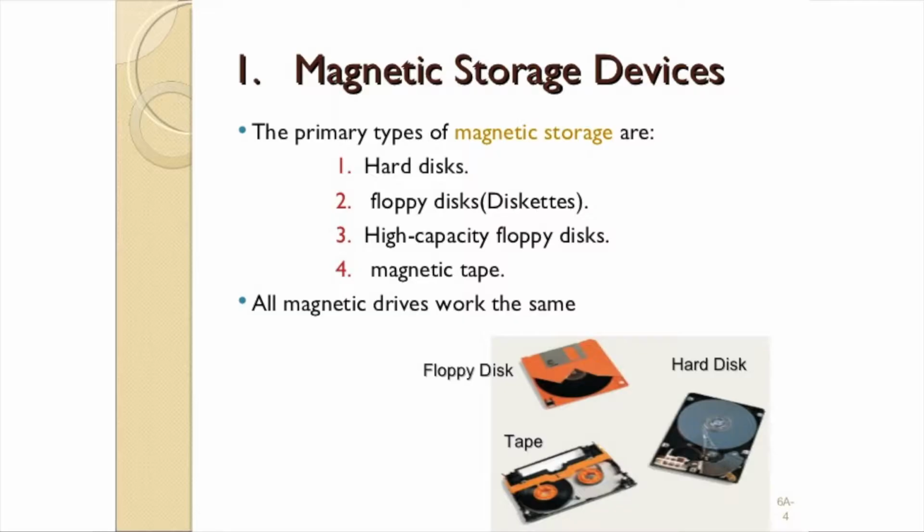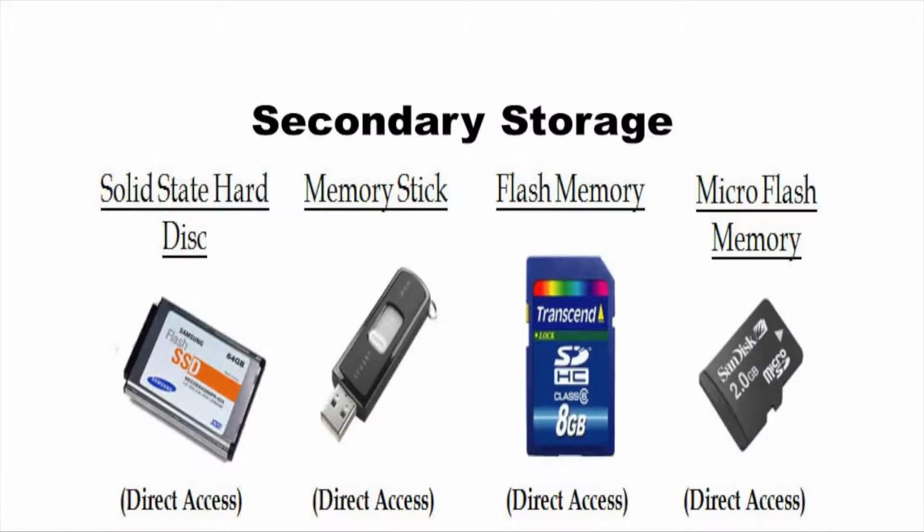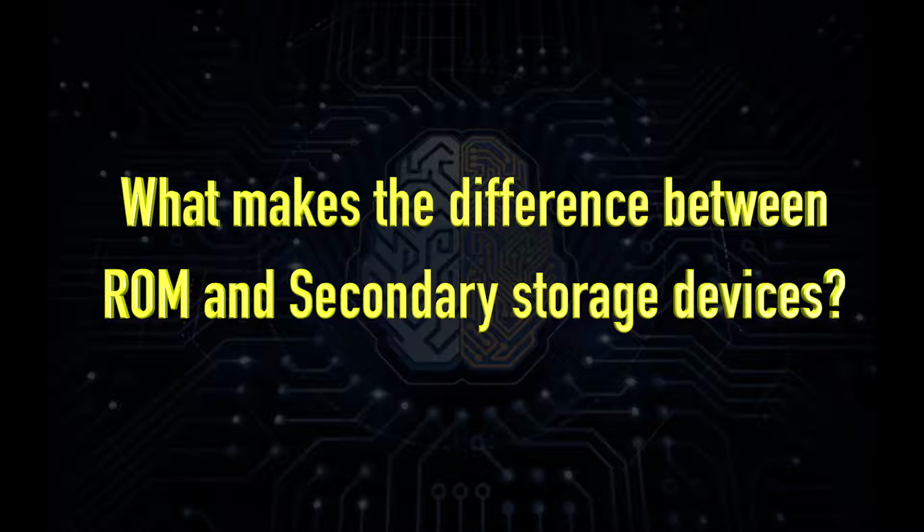Can you say a few examples for secondary storage devices? Magnetic storage devices like floppy disk, hard disk, optical storage devices like CD, DVD, and solid state storage devices are examples of secondary storage devices. We have learnt earlier that ROM is non-volatile. Then what makes the difference between ROM and secondary storage device?